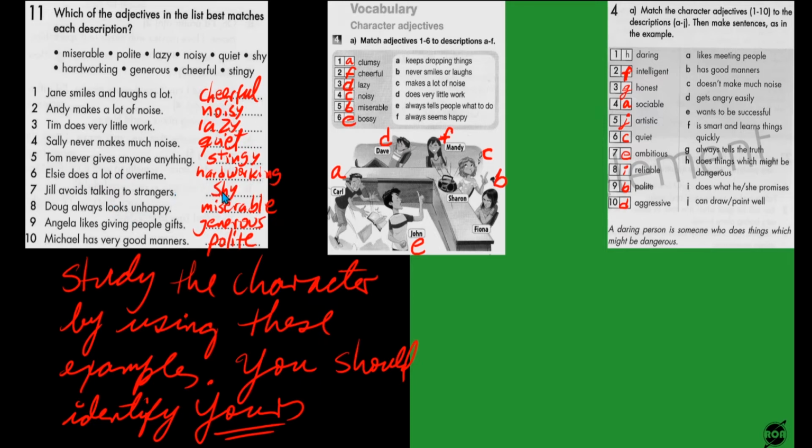Jill avoids talking to strangers, means she is shy. Doug always looks unhappy, so he's miserable. Angela likes giving people gifts, so she is generous. And Michael has very good manners, he's polite. Here you have some others with the pictures and the description, as in clumsy picture A, cheerful picture F, okay, bossy picture E, and some others. Remember, you need to study the character by using these examples, and you should be able to identify your own character. Here you have even more descriptions. Remember, you can stop the video at any time to read on this.